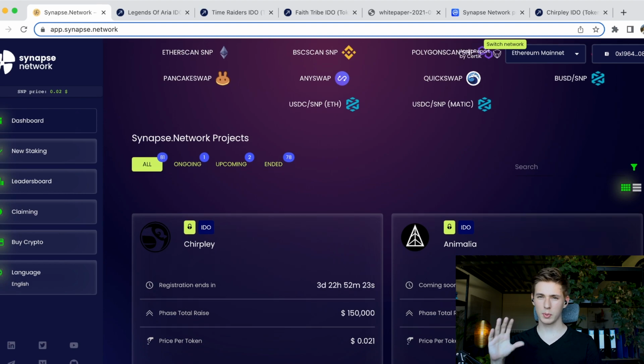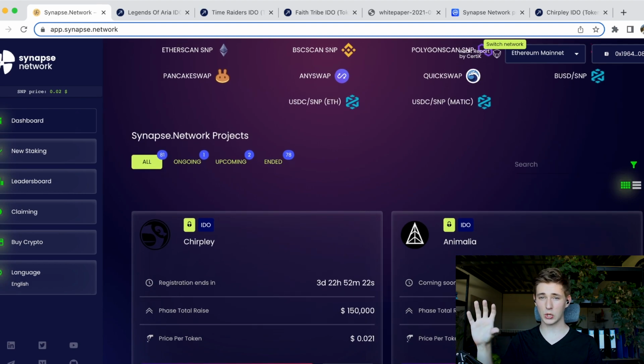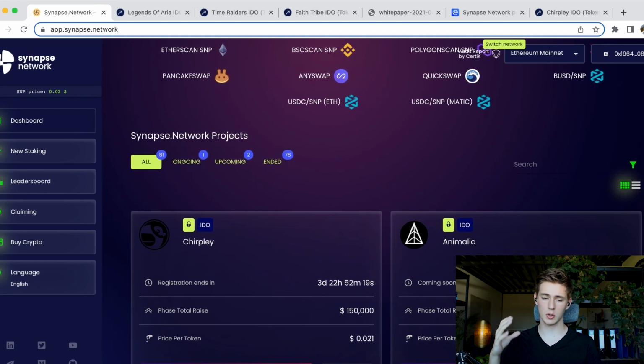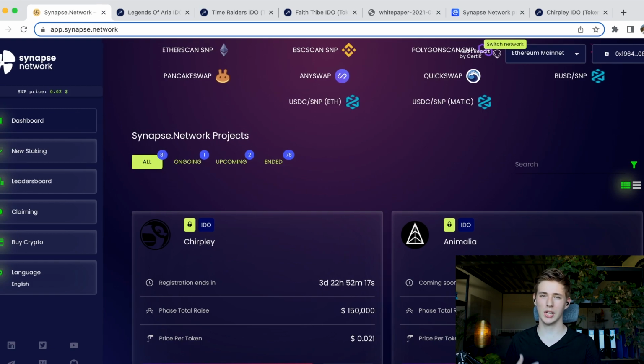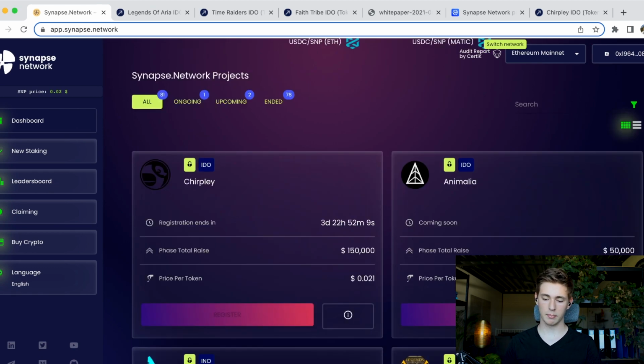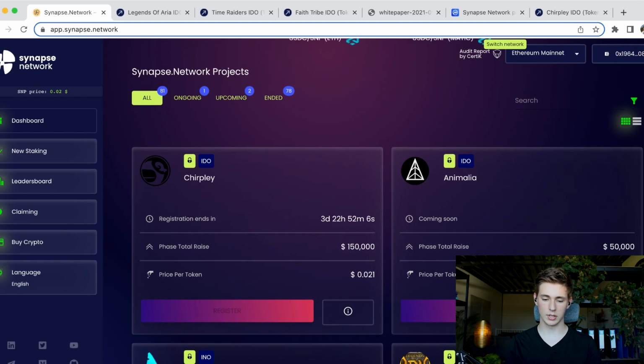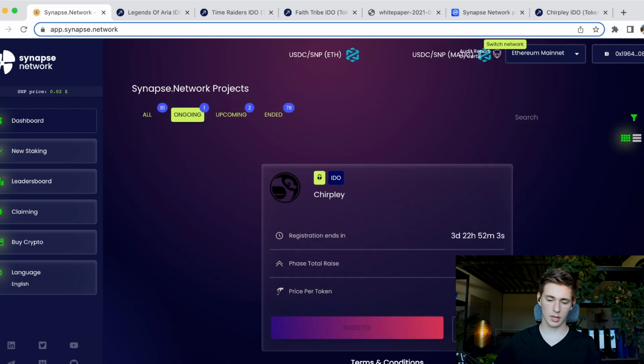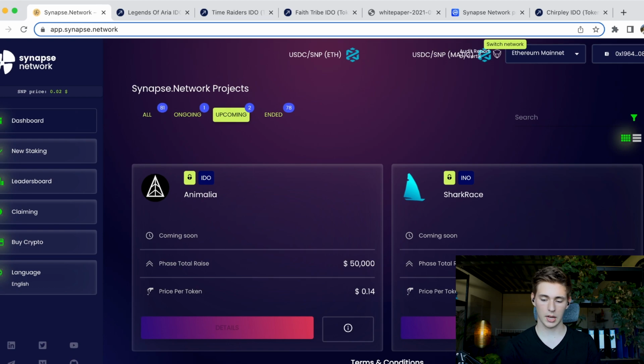So it is coming up quite recently. So yeah, I'm just very bullish on Chirply overall. I'm very certain that it's going to make a huge return. So I'm very happy to see this project on the Synapse Network, right? That is already one very good, high quality project that is on the Launchpad. Anomalia, I don't actually know. So let's see here. Ongoing is Chirply. Upcoming is Anomalia and Shark Race. Now, Shark Race, I have actually heard of that.